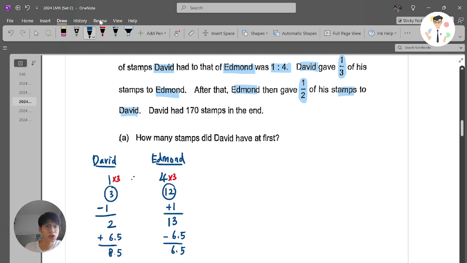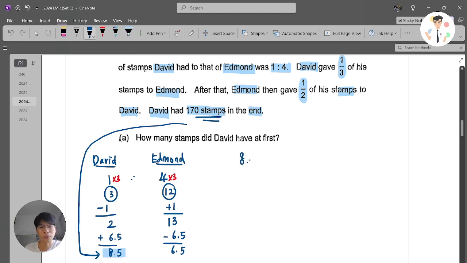Okay. And the question now tells me what? David had 170 stamps in the end. Okay. This 170 stamps is actually equivalent to what? Equivalent to 8.5 units. So I know 8.5 units is equal to 170 stamps. So just press on the calculator. 1 unit will be 170 divided by 8.5. And you press the calculator, you should get 20. And if I know 1 unit is 20, then everything is easy.